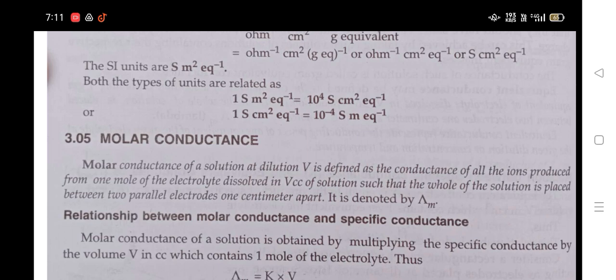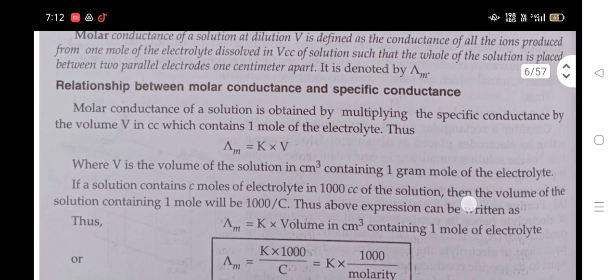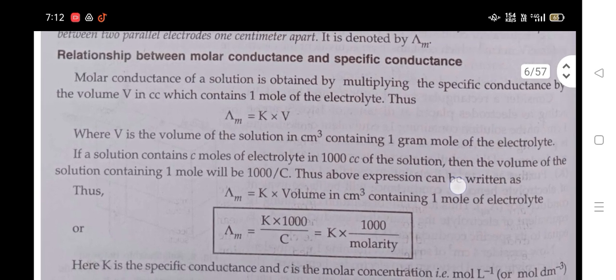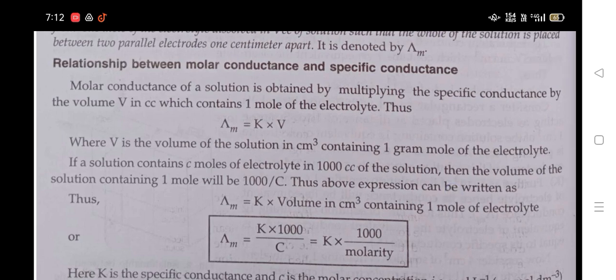Molar conductance. Molar conductance of a solution at dilution V is defined as the conductance of all the ions produced from 1 mole of the electrolyte dissolved in V cc of solution, such that the whole of the solution is placed between two parallel electrodes 1 centimeter apart. It is denoted by lambda m. Relationship between molar conductance and specific conductance. Molar conductance of a solution is obtained by multiplying the specific conductance by the volume V in cc, which contains 1 mole of the electrolyte. Thus, lambda m is equal to kappa multiplied by V.